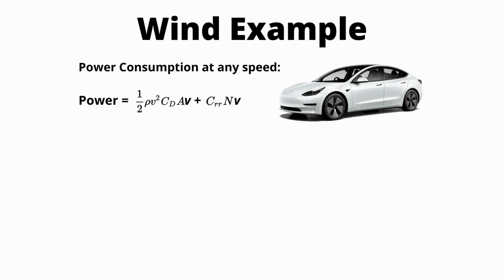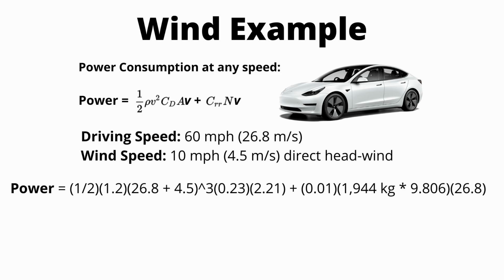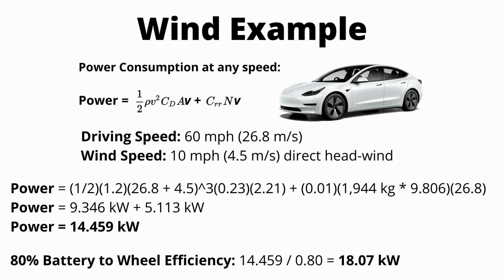So all of that is going to give us how much power we need to overcome forces at any speed with wind included. So in this example, we're going to be driving at 60 miles an hour, and we're going to say there's wind speed of 10 miles an hour that's acting directly on the front of the car. So we plug in all the numbers, and we see that power needed to overcome those forces is about 14.5 kilowatts. And if we take into account how EVs are not perfectly efficient, generally there's about an 80% battery to wheel efficiency due to various losses. We see that the actual power output from the car is closer to 18 kilowatts under these conditions.